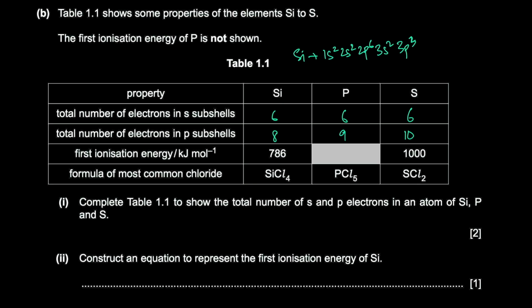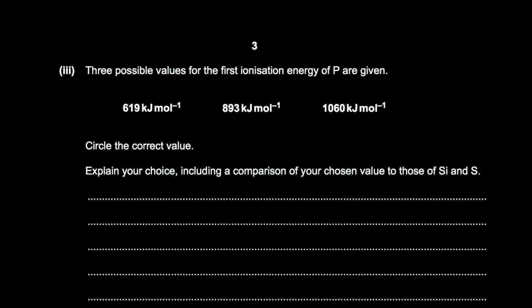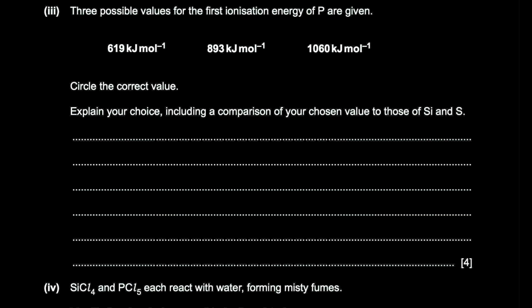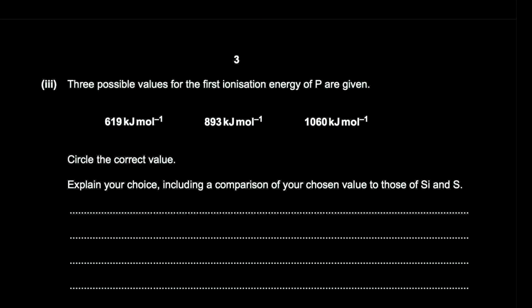Constructing an equation to represent the first ionization energy of sulfur. The first ionization energy is when 1 mole of electrons is removed from 1 mole of gaseous atoms to form 1 mole of gaseous 1 plus ions. 3 possible values for the first ionization energy of phosphorus are given. Circle the correct value. Explain your choice, including a comparison of your chosen value to those of silicon and sulfur.